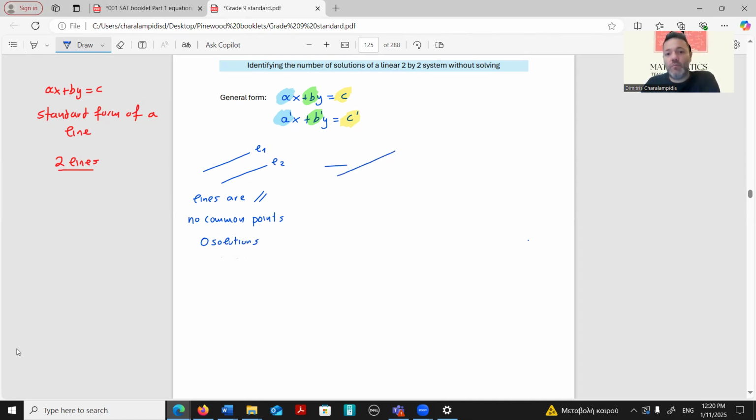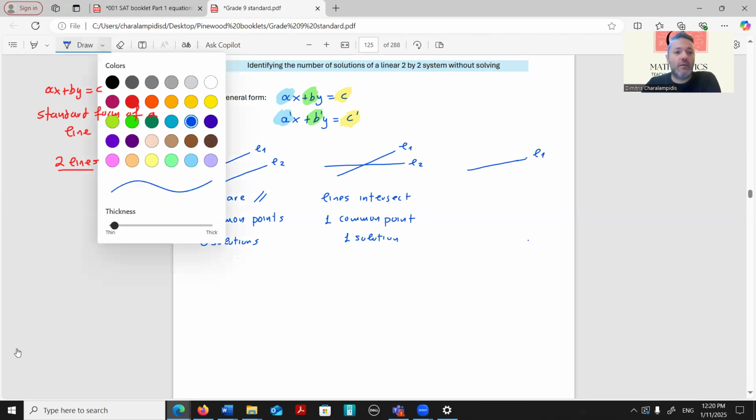Another way would be this, L1 and L2. Here we can see that the lines intersect. With regards to the common points, we can see that we have one common point, which means that we have one solution.